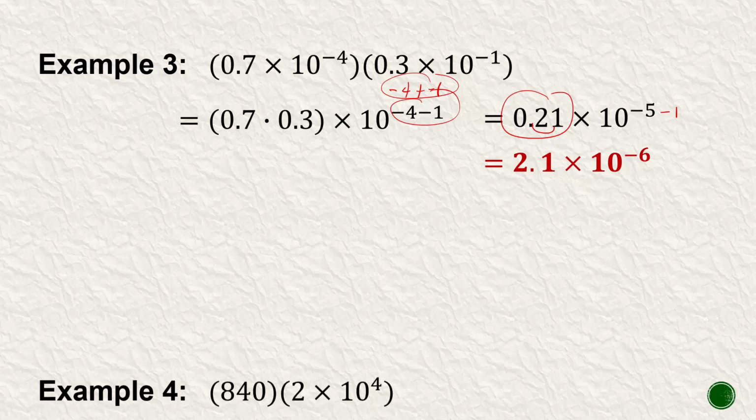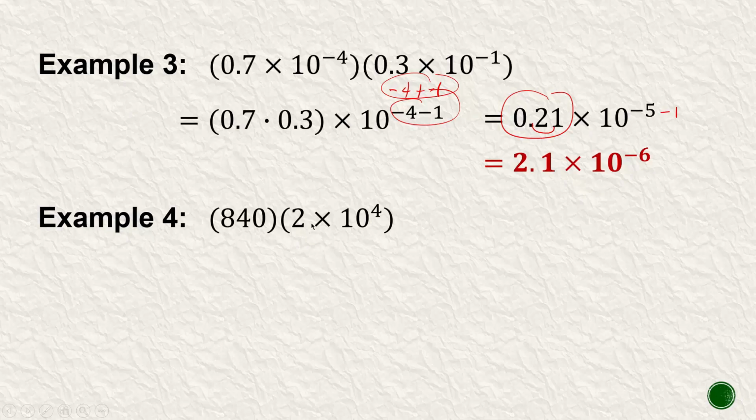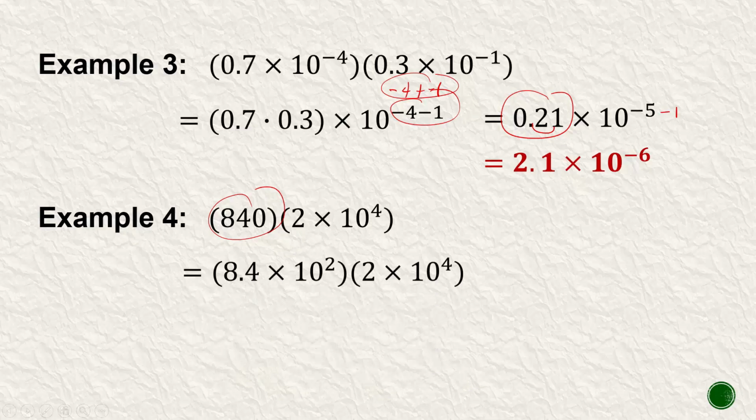Okay, let's go to the last example. Here we have 840 times 2 times 10 raised to 4. Basically what I want to do here first is to convert that 840 to scientific notation. The decimal point is somewhere here. We move that decimal point to the left twice. That's why we have an exponent 2 here. So this 840 is equivalent to 8.4 times 10 raised to 2 multiplied by 2 times 10 raised to 4.